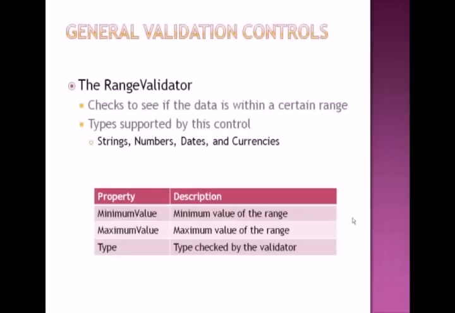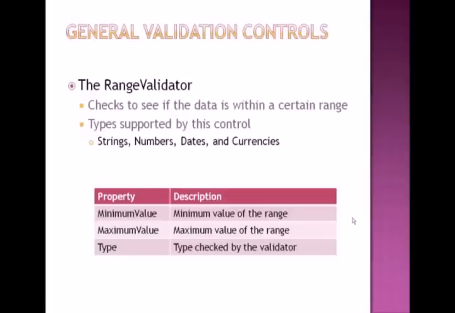Besides the required field validator that we saw earlier, there are other validators, and I'll just go ahead and talk about them a little bit and tell you how they are used and where you can use them. The second validator that is widely used is called a range validator. This validator checks to see if the value of the control it's validating falls within a certain range.